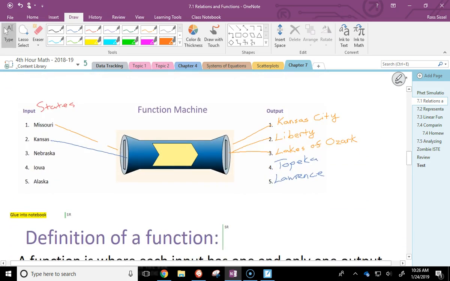Is this one a function or not a function? That would be not a function. Why is it not a function? Because there's multiple outputs for the input. We put in Missouri, we got a lot of things out. We put Kansas in, we got multiple responses. So, not a function.